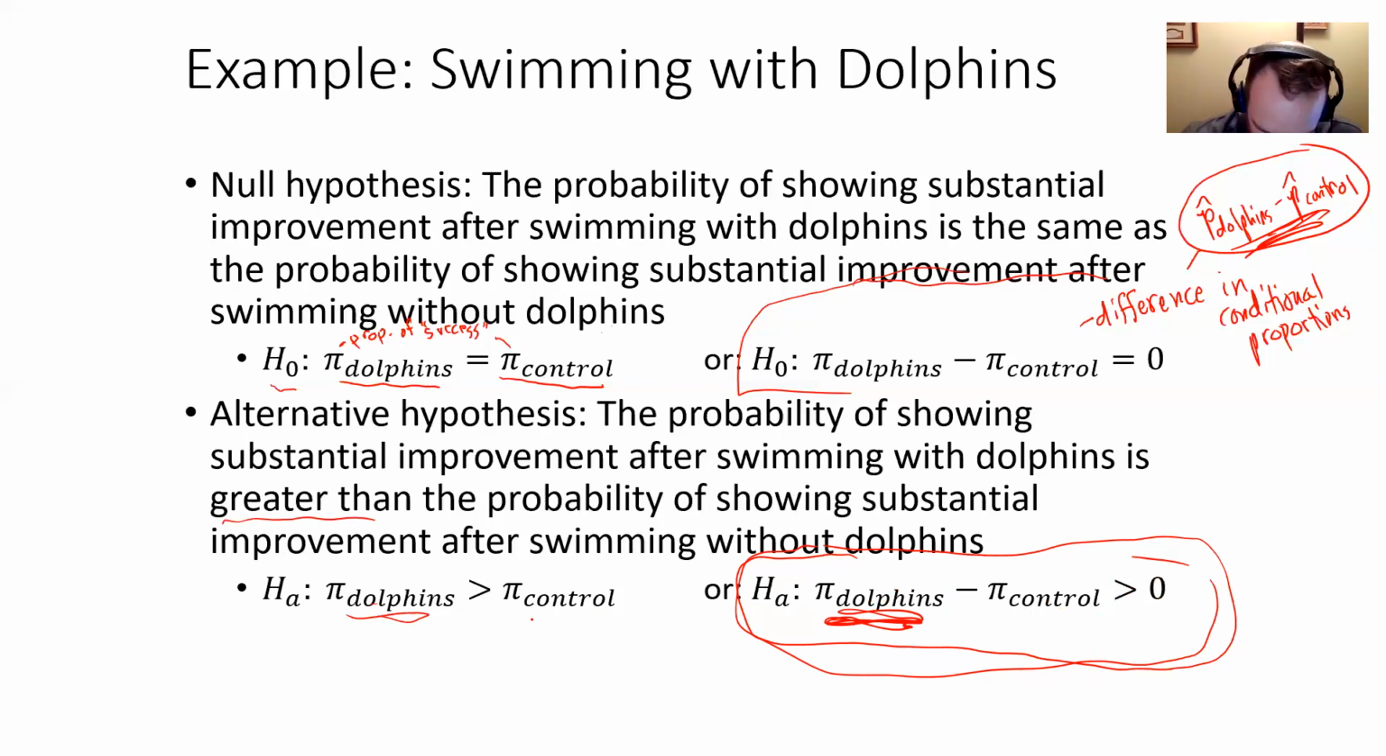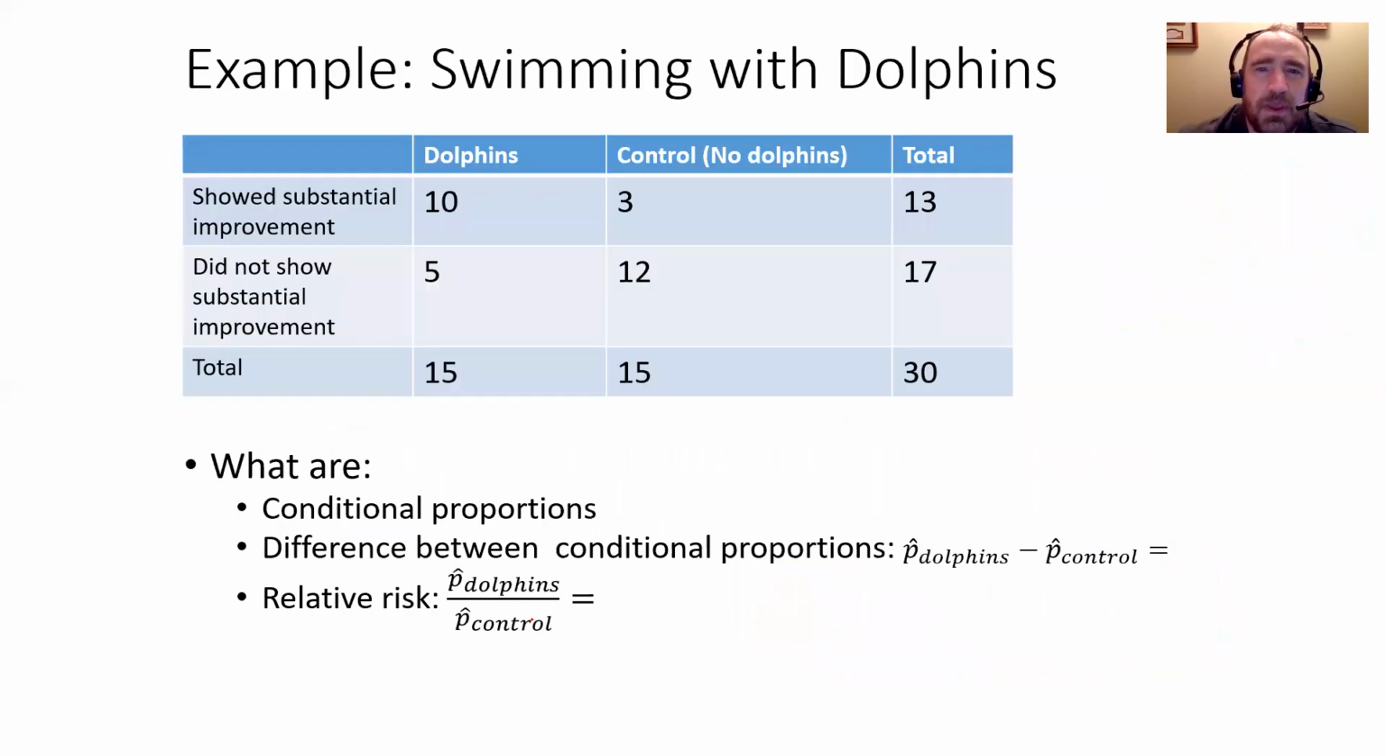Okay, so those are our two hypotheses, and that's what we're going to use for our hypothesis test. Let's take a look at how that's going to work. So here's our data. You can see we've got a two-way table, and we should calculate some values from this. So I encourage you to pause the video for a moment, take a look at the data in the two-way table and try calculating the conditional proportions, the difference between conditional proportions, and the relative risk.